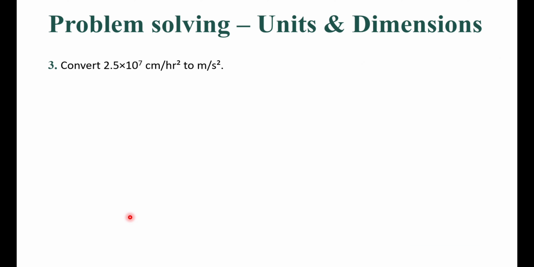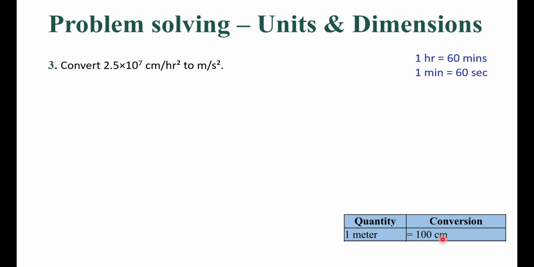Moving on to the next problem. So we are asked to convert 2.5 into 10 power 7 centimeter per hour square to meter per second square. As I already told you, the first step is to write the respective relation. So now we have centimeter here and we have to convert to meter. We have hours here and we have to convert the hours into seconds. Now let's list the respective relation from the table. So 1 meter is equal to 100 centimeter.